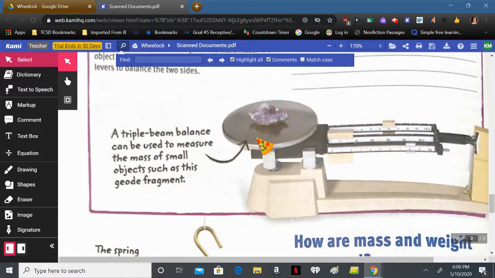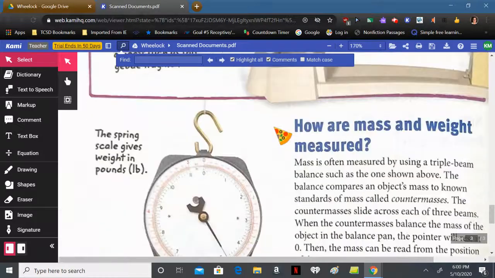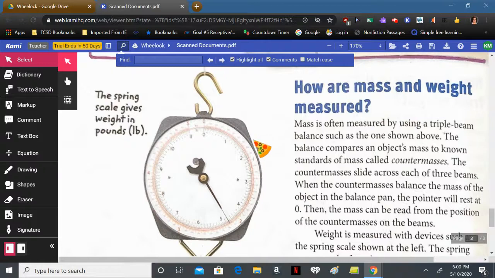So here is a triple beam balance that can be used to measure the mass of small objects such as this geode fragment. And this is the spring scale, which gives weight in pounds.